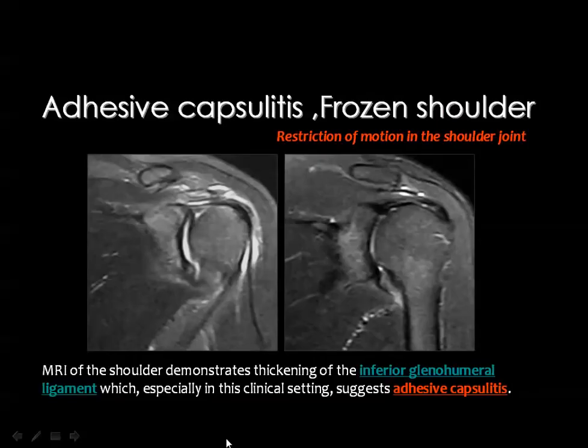Then you remember that I have mentioned that whenever you see the inferior glenohumeral ligament is very short and very thick, you think of adhesive capsulitis or what's known as frozen shoulder. I have mentioned also that the normal thickness of the inferior glenohumeral ligament is in the range of 4 millimeter. Then if you see that the ligament is thicker, then you are dealing with this pathologic entity, which is known as adhesive capsulitis.